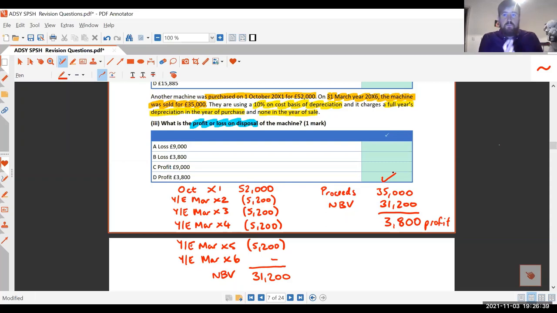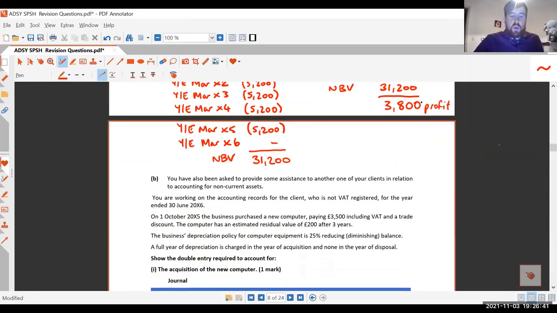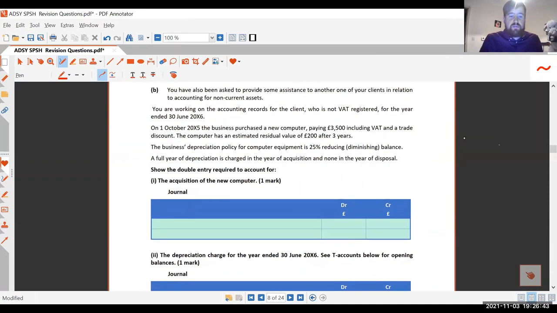Okay, final one here before we get into the spreadsheet side of things. It's quite a big question, but hopefully nothing too scary that we've not come across already here. We've got a business here. The first thing they tell us, interestingly, is that we have a business who is not VAT registered. Their year end we're talking about is the 30th of June X6.